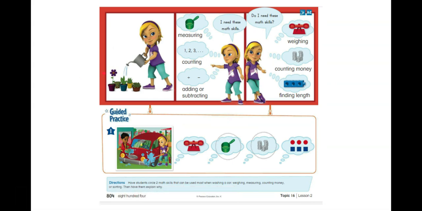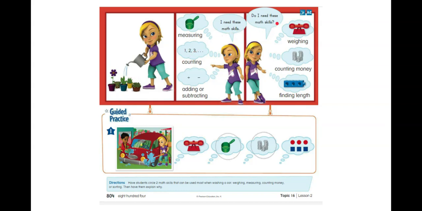That's her job. So in this one, I think you're going to listen to this in the video. What math skills does she need? What does she need to know how to do? She needs to know how to measure, so you can measure how much water each plant needs, how to count, so she can count how many plants she needs to water, and she needs to know how to add or subtract to know how many cups she needs to be adding to each of those.